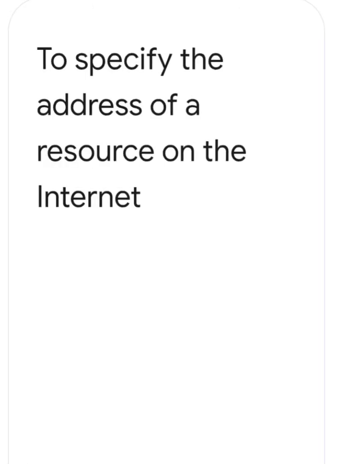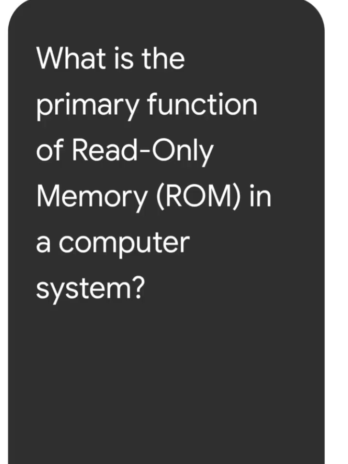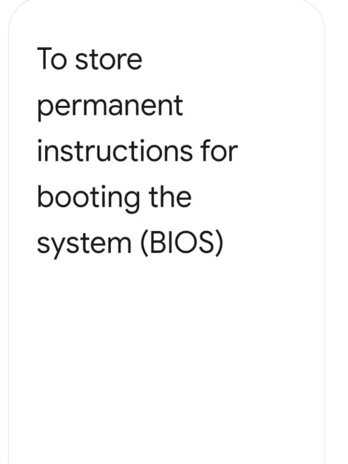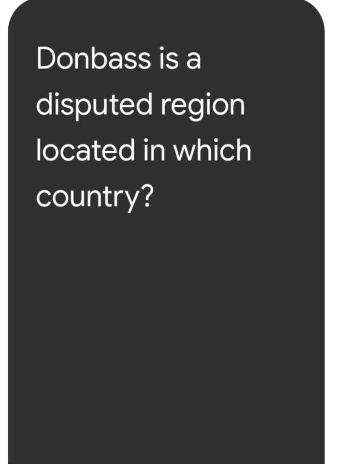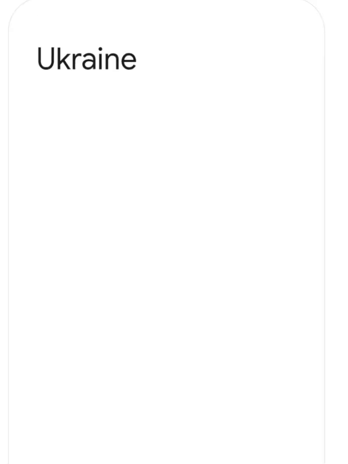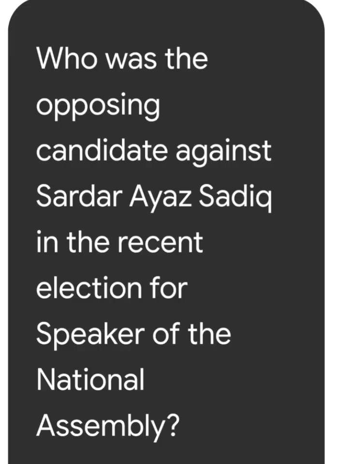In computing, what is the primary function of a Uniform Resource Locator (URL)? Its answer is to specify the address of a resource on the internet. What is the primary function of read-only memory (ROM) in a computer system? To store permanent instructions for booting the system. Donbass is a disputed region located in which country? Its answer is Ukraine. Who was the opposing candidate against Sardar Ayaz Sadiq in the recent election for Speaker of the National Assembly? Its answer is Malik Amir Dogar.